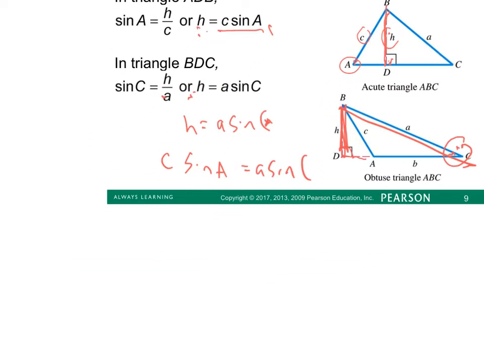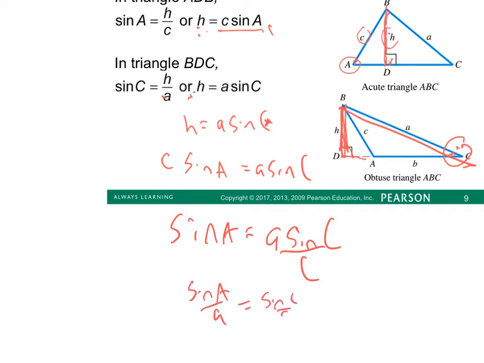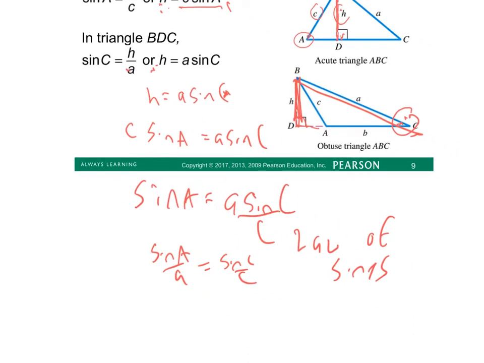And magically, what we have is, does this look familiar? If I divide both sides by C, sine of A equals A sine of C over C. Now divide both sides by A. I get sine of A over A equals sine of C over C. That's the law of sines that I already talked to you about. That is a derivation that you won't have to ever do, but this you will have to know.